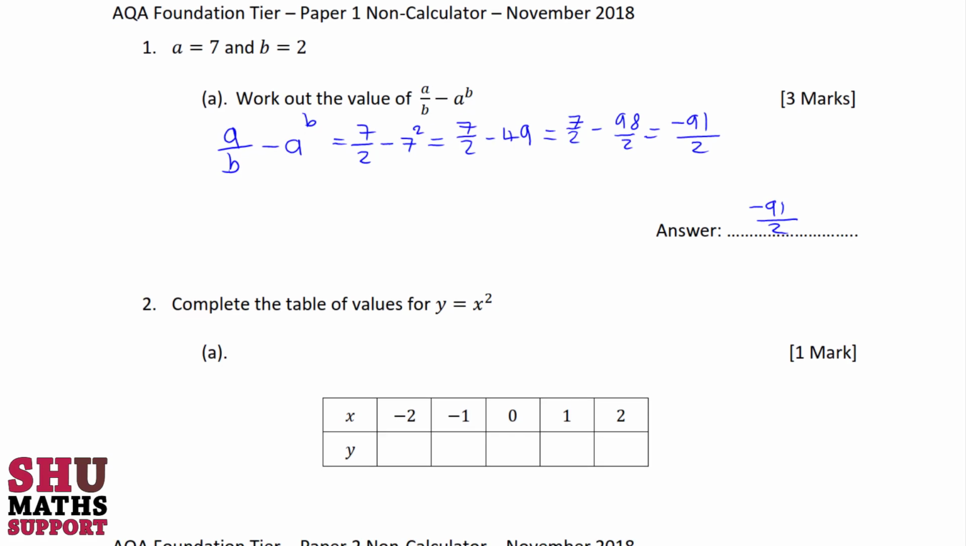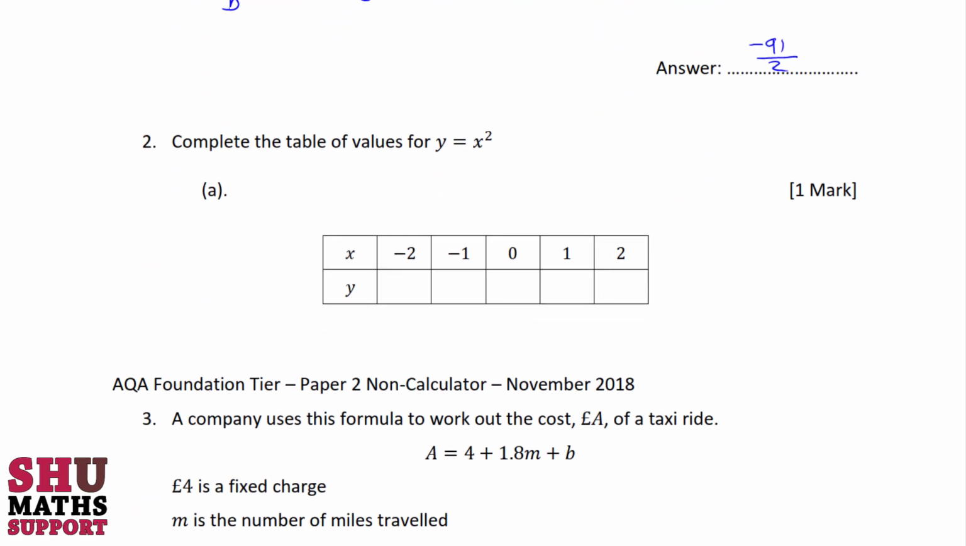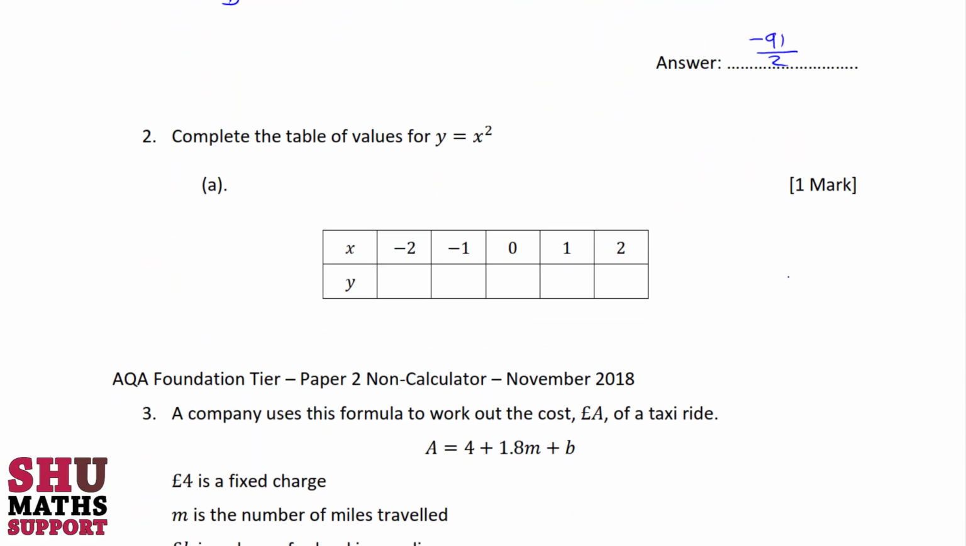Now question 2 asks us to complete the table of values for y is equal to x squared. So we have a table down here with the y values missing. So at the side here, let's just write y is equal to x squared. So if x was equal to minus 2, then we would have minus 2 in brackets, and then that would be squared. And then that is equal to 4. And then if x was minus 1, we'd have y is equal to minus 1 all squared, and minus 1 all squared is equal to 1.